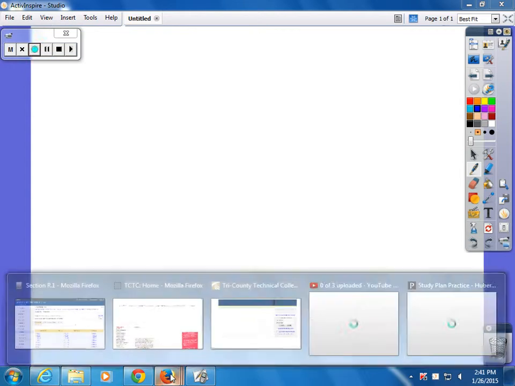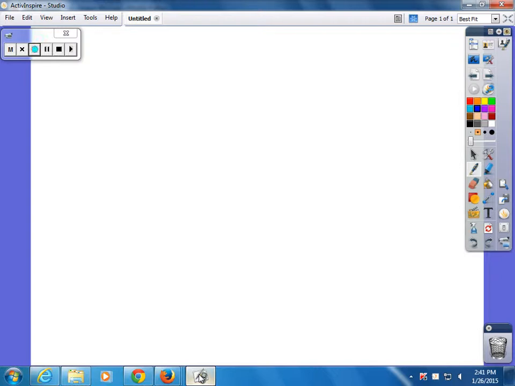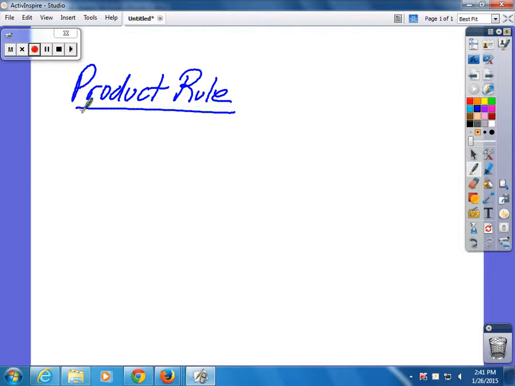Alrighty, so here is our first problem. I'm not going to just go into the problem. I'm going to give you the actual review of the exponential laws, and that would be the product rule, and you need to know them by name. You need to know the name of it.